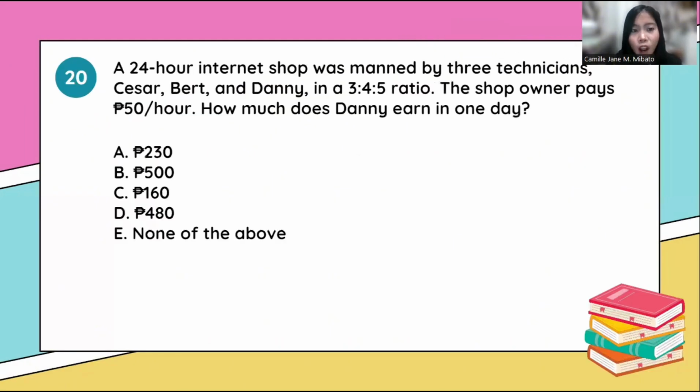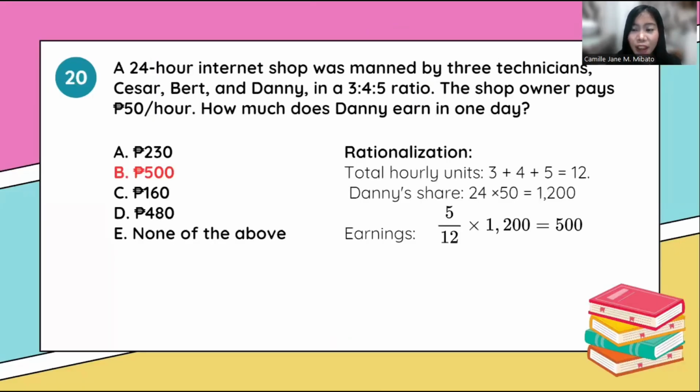A 24-hour internet shop was monitored by three technicians, Cesar, Bert, and Danny, in a 3:4:5 ratio. The shop owner pays 50 per hour. How much does Danny earn in one day? A. 230 pesos. B. 500 pesos. C. 160 pesos. Or letter D. 480 pesos. What do you think is the answer? It's letter B, 500 pesos. So let's rationalize it.